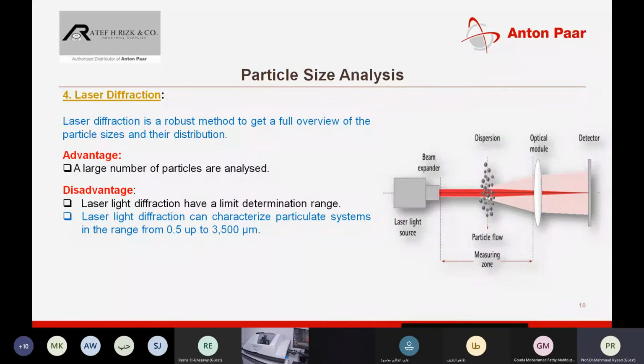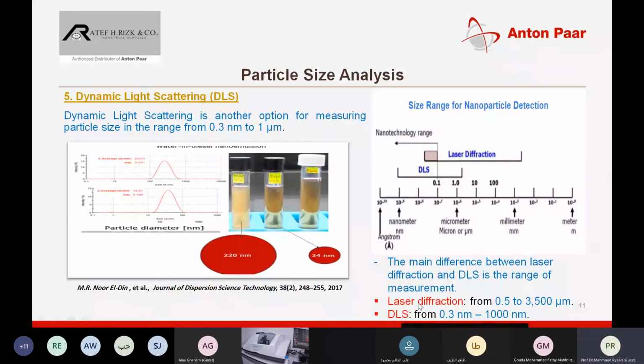Last technique is dynamic light scattering. Dynamic light scattering is another option for measuring particle size, in the range from 0.3 nanometer to 1 micrometer. The main difference between laser diffraction and dynamic light scattering is the range of measurement. Laser diffraction ranges from 0.5 to 3050 micrometers, and DLS from 0.3 nanometer to 1000 nanometers.